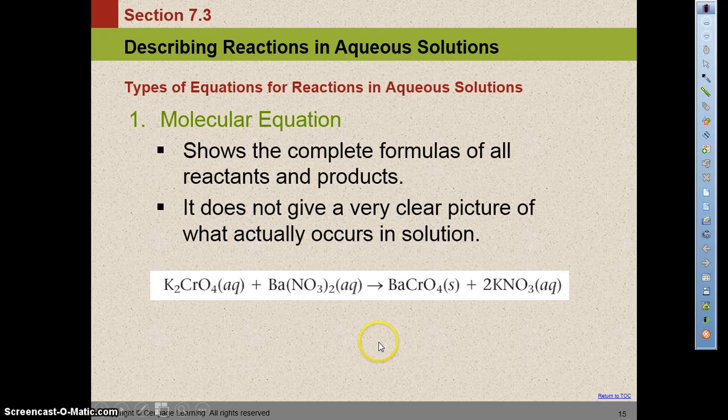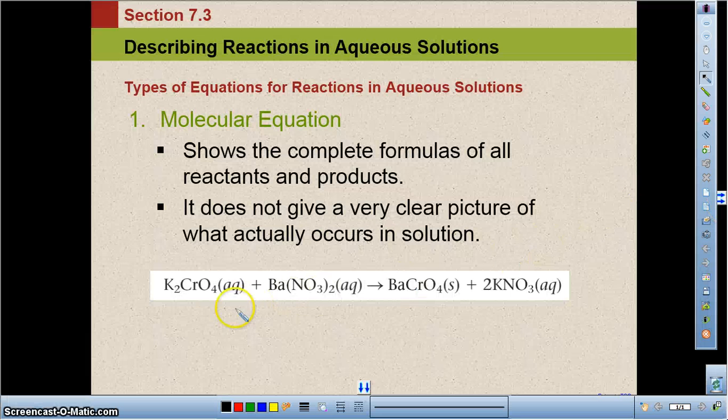This is going to show the complete formulas of all the reactants and products, and it does not give a very clear picture of what's actually occurring in the solution, but we're going to get down to that when we do the net ionic equations. So if you'll notice here, this is a common reaction that we've been dealing with since we've talked about precipitation reactions. The potassium chromate and the barium nitrate, which are both aqueous, being put together in solution, and we get a solid barium chromate and we get aqueous potassium nitrate.